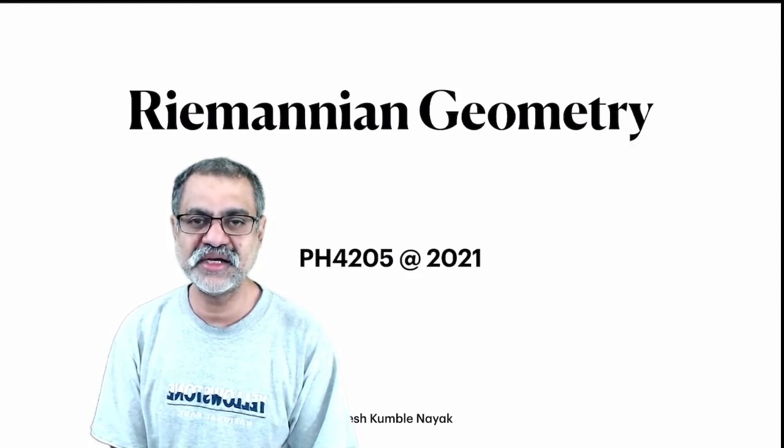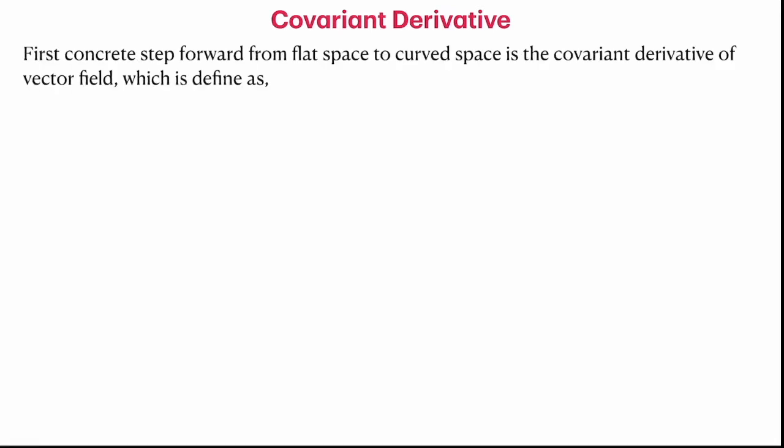PH4205 at IISER Calcutta. Let's first recollect the definition of covariant differentiation. So far, our first step forward away from the flat space-time has been the definition of covariant differentiation. The covariant differentiation on a vector field is defined as, we call the covariant differentiation as nabla. Various people give it various names. Sometimes a colon is used. Here mostly we follow an easier notation.